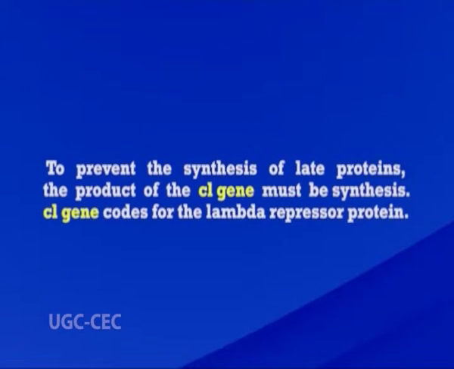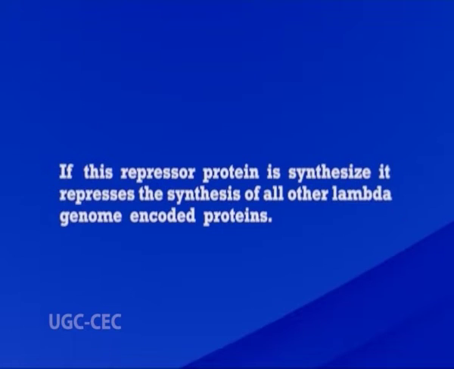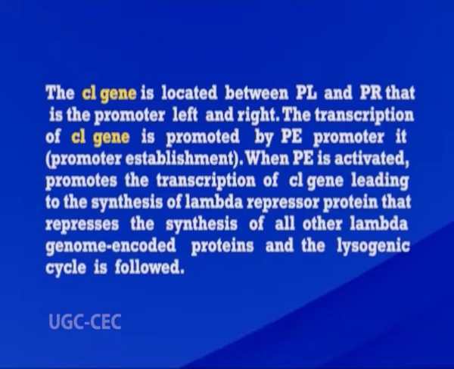To prevent the synthesis of lytic proteins, the product of the C1 gene must be synthesized. So this C1 gene codes for the lambda repressor protein. If this repressor protein is synthesized, it represses the synthesis of all other lambda genome encoded proteins. The C1 gene is located between the PL and PR, that is the promoter left and the promoter right.